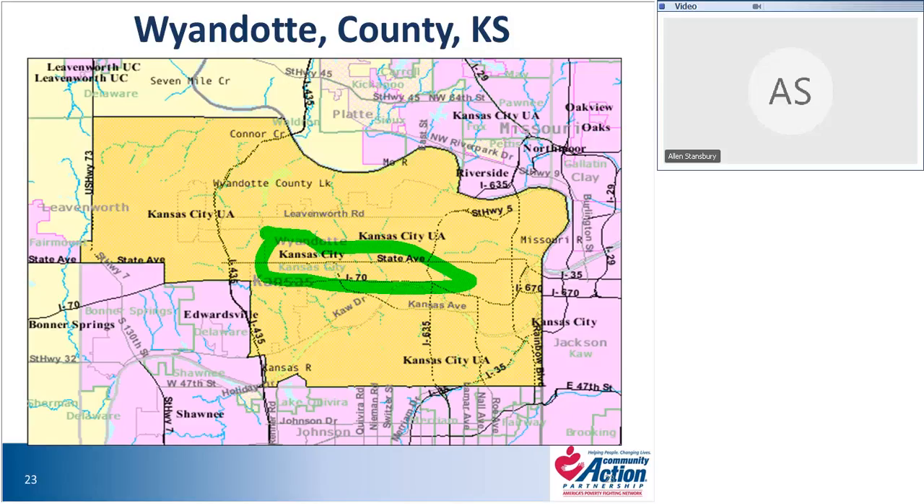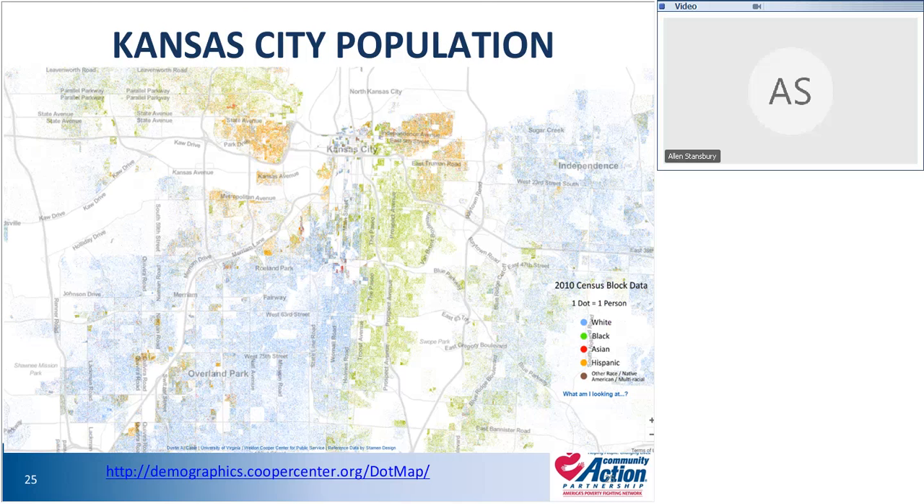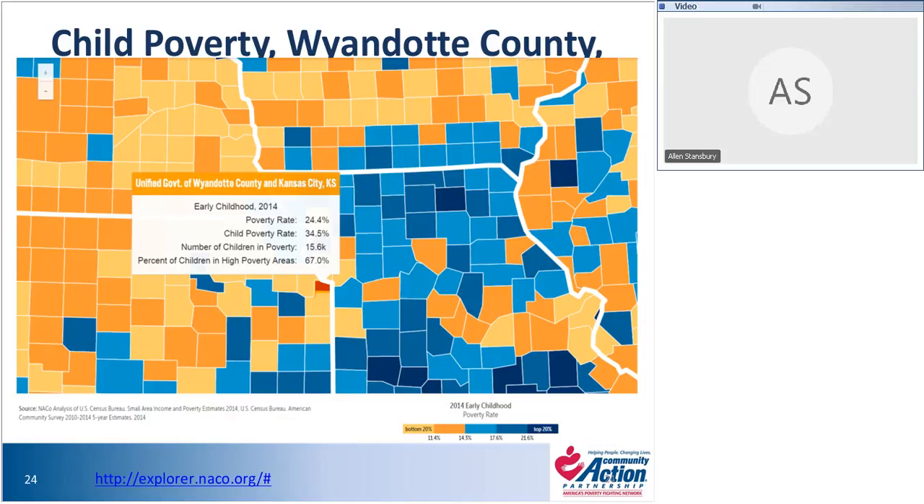Going on. This is from the National Association of Counties. This is a little interactive map. When you click on Wyandotte County, you get this little dialog box that comes up with information dealing with childhood poverty. Poverty rate in 2014 was 24.4%. Child poverty 34.5%. In other words, one third of the children in Wyandotte County and Kansas City were in poverty. Something like 15,600 children, and 67% of the children in high poverty areas. And that's just one source right there.